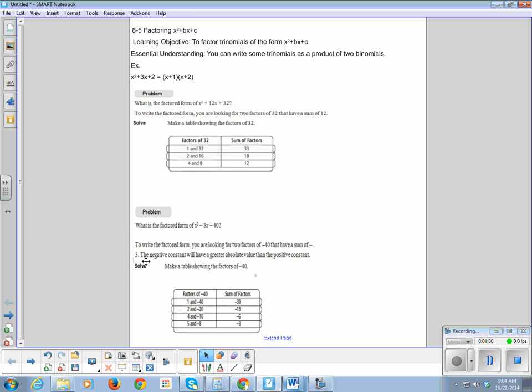And let me show you how that works. If I multiply, you know I'm a fan of FOIL. So when you FOIL it out, you get x squared plus 1x plus 2x plus 2. And then you get x squared plus 3x plus 2. So you can write it in factored form.